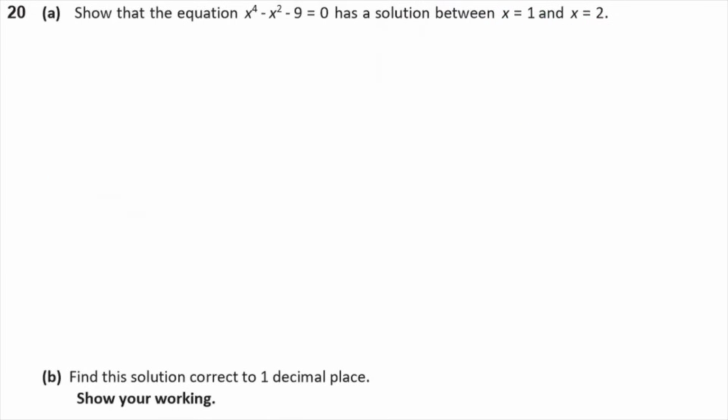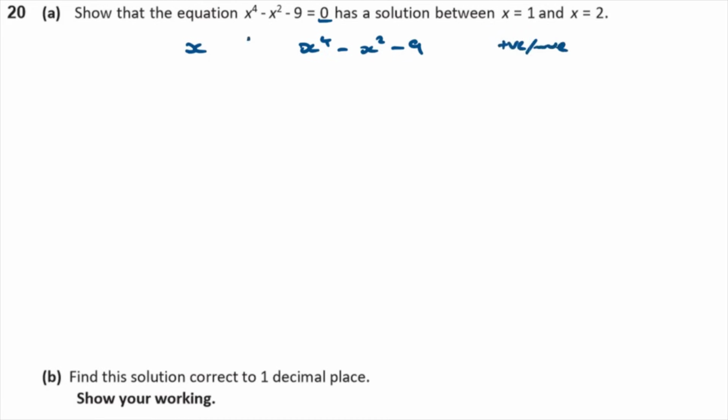Show the equation x to the power 4 minus x squared minus 9 is equal to 0 has solutions between x equals 1 and x equals 2. Okay, and I'm going to do this by creating a table. And I've already spotted what part B is. It says find the solution correct to 1 decimal place. So I'm going to take various values of x, and test what their values are by sticking them into this equation. I'm going to check which side of 0 they lie, whether they're positive or negative. If one's negative and one's positive, it means that the solution must lie somewhere between the two.